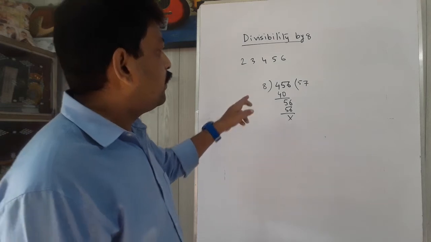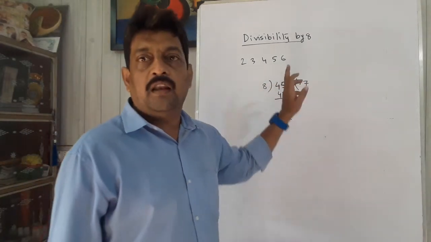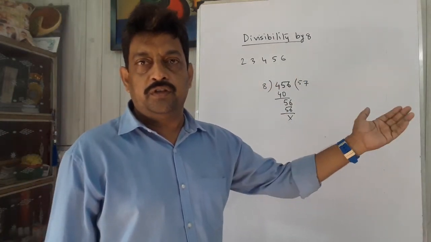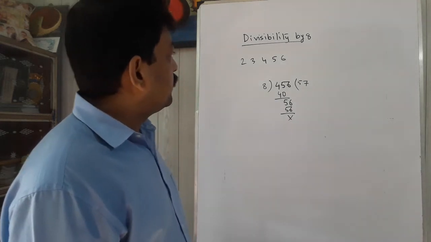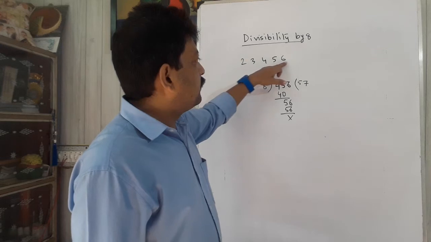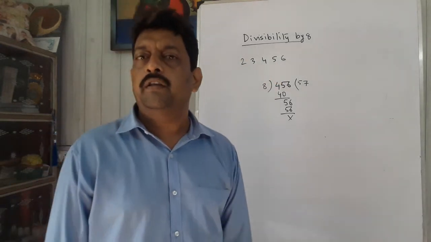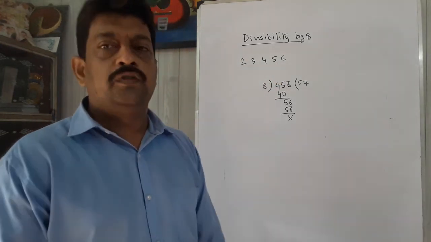And in case of 8, we have to check the number formed by the last 3 digits, the unit digit, the tens digit and the hundreds digit. If the number formed by the last 3 digits is divisible by 8, then the given number is also divisible by 8.